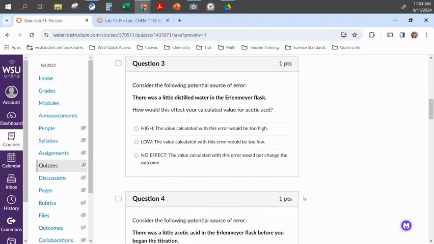All right, then the rest of them are just looking at error analysis. What could this error do to my number? I think thinking about what's happening helps us. Okay, there was a little distilled water in the Erlenmeyer flask. So what if I rinse this out and I'm going to do another titration, but it has a little bit of water in it? Does it matter? Is that going to affect hydrogens or hydroxides? No. So as long as we don't have acidic or basic water, then that should have no effect.